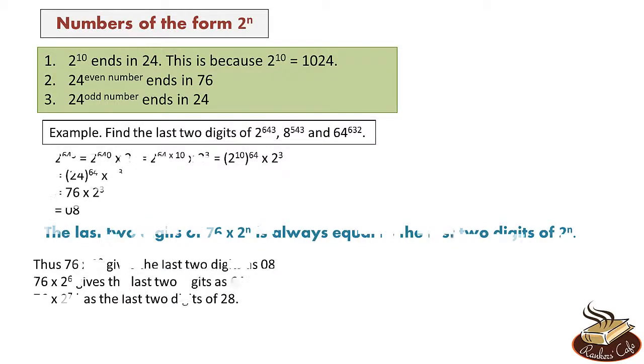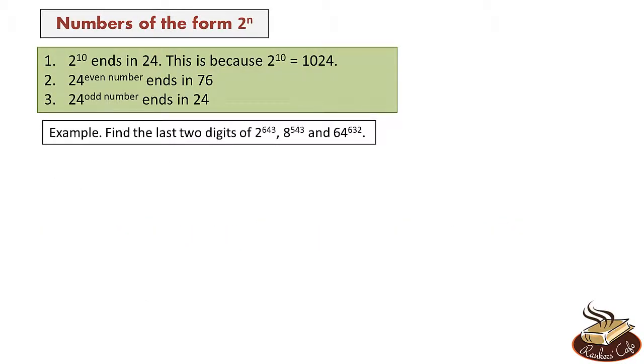Now let's do the next question, which was finding the last two digits of 8 raised to the power of 543. Now 8 raised to the power of 543 is equal to 2 raised to the power of 1629. 2 raised to the power of 1629 can be written as 2 raised to the power of 1620 into 2 raised to the power of 9.